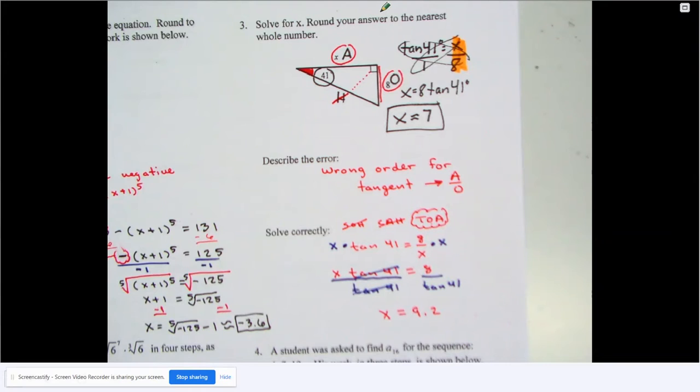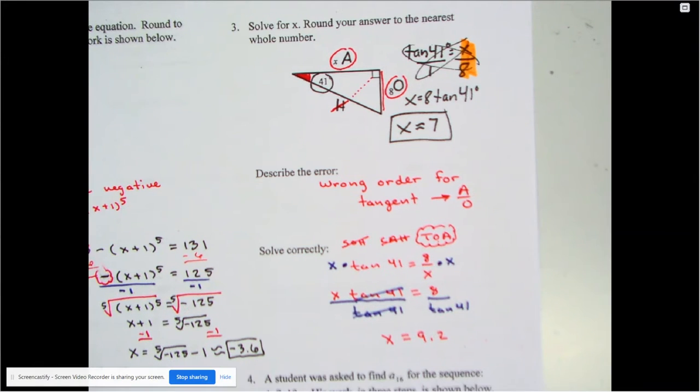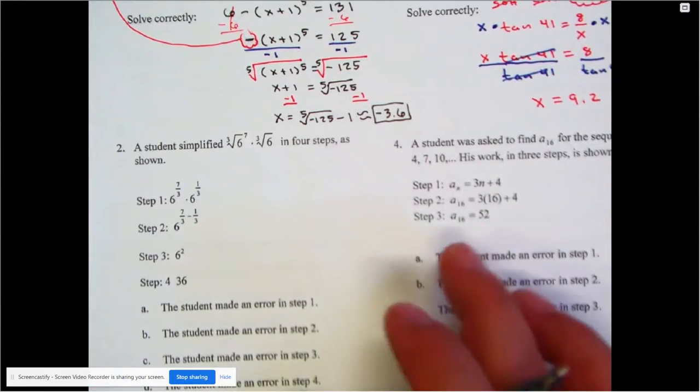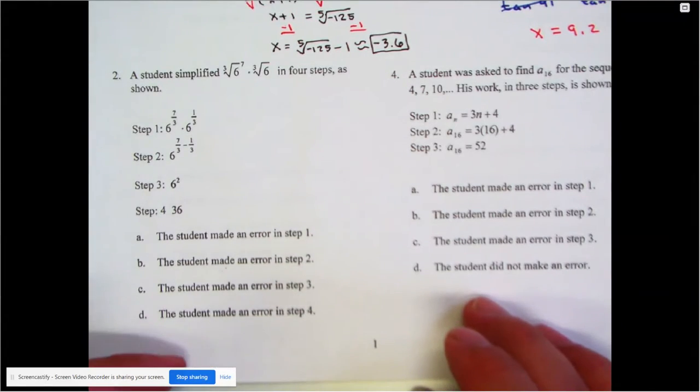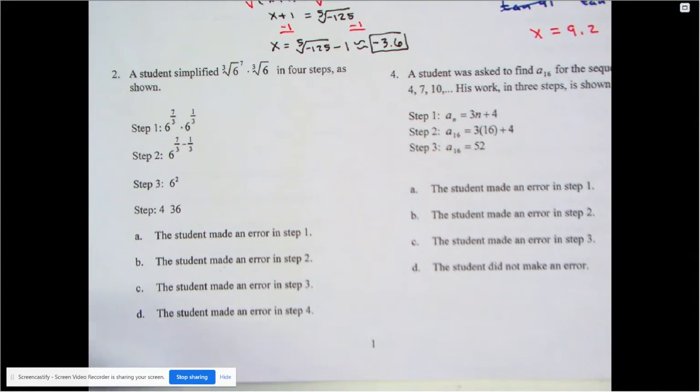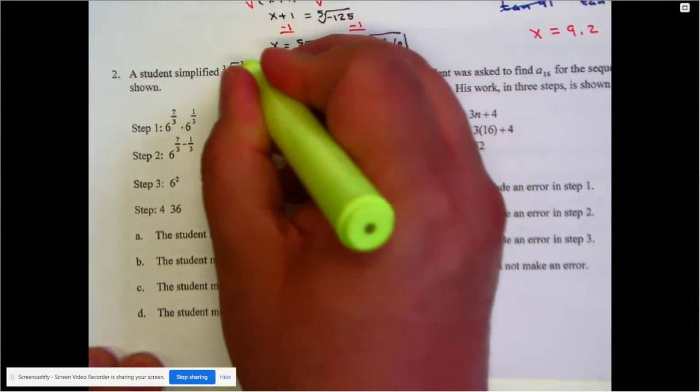Notice how we're reviewing concepts and at the same time learning about error analysis. Now, you do have an error analysis question where it's going to be more like this, multiple choice, and you have to tell me what step they messed up on. So here's a different type of question for us.